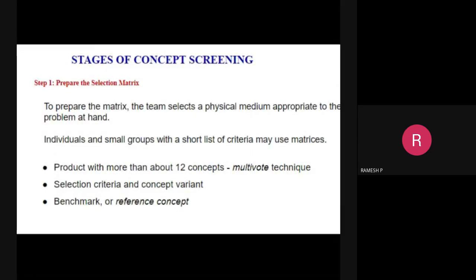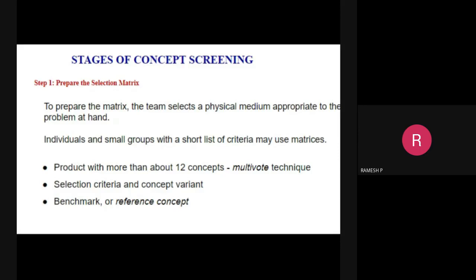So in this stage one, the team may identify the selection criteria and the various alternatives, a few most promising concepts which are found to be good based on the product specifications. Obviously, they do benchmarking, they evaluate competitors' products, and they set up the reference concept.